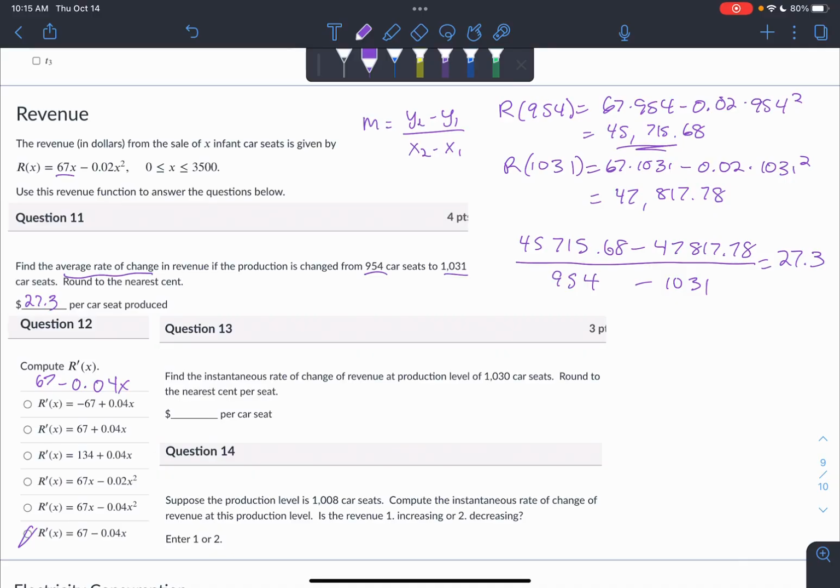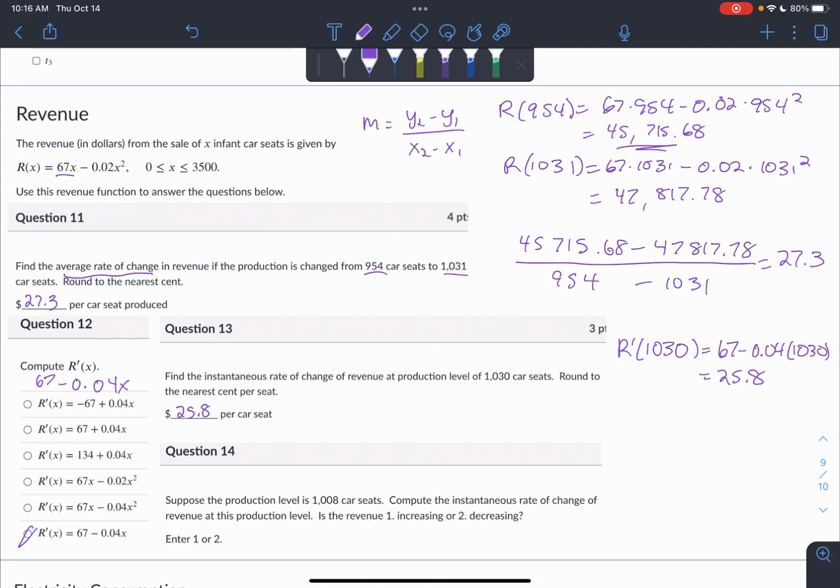All right, and then 13, we want the instantaneous rate of change of revenue at the production level of 1,030 cars. So we're going to use our derivative and find the instantaneous rate of change at x equals 1,030. So 67 minus 0.04 times this 1,030. This comes out to be 25.8.